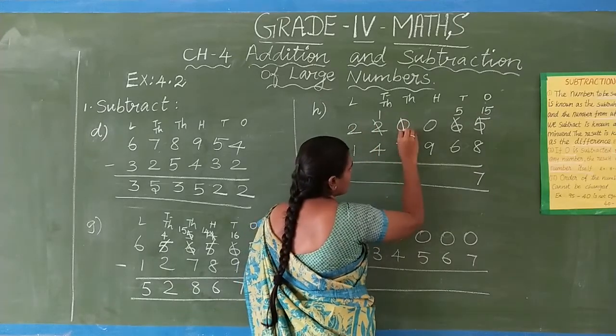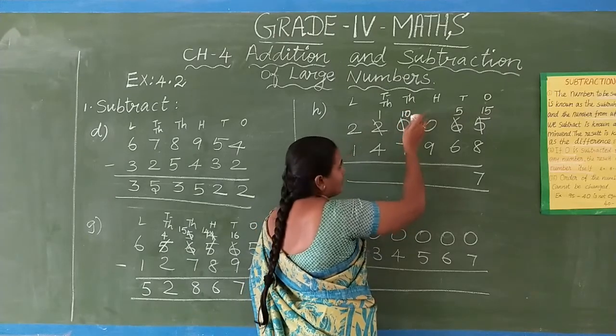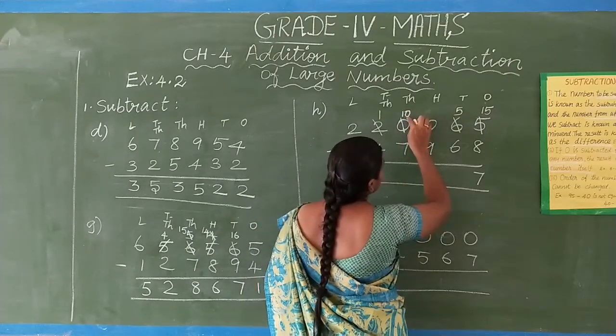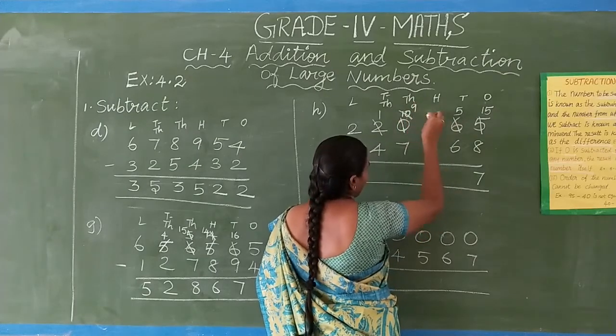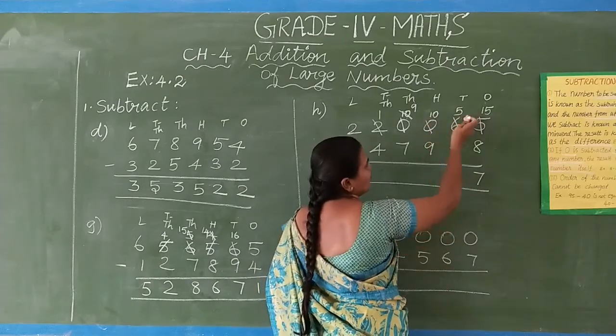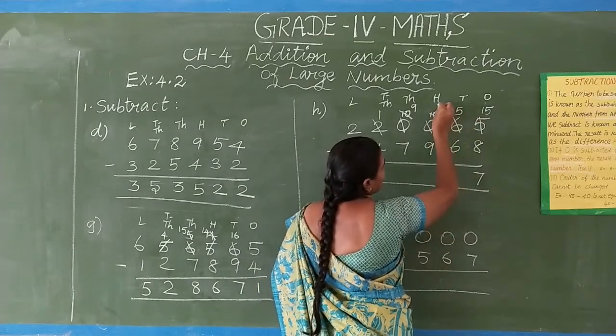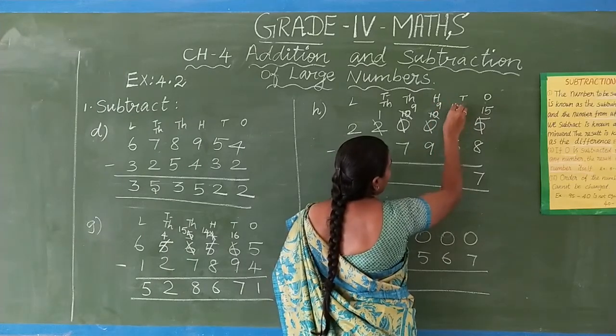Borrow here means 0 changed into 10. This 0 changed into 10. Now this 10, now borrow here. We reduced 1 number, so 9. This one 10. Okay. Now you borrow. So 9, 10 changed into 9, 5, 15.